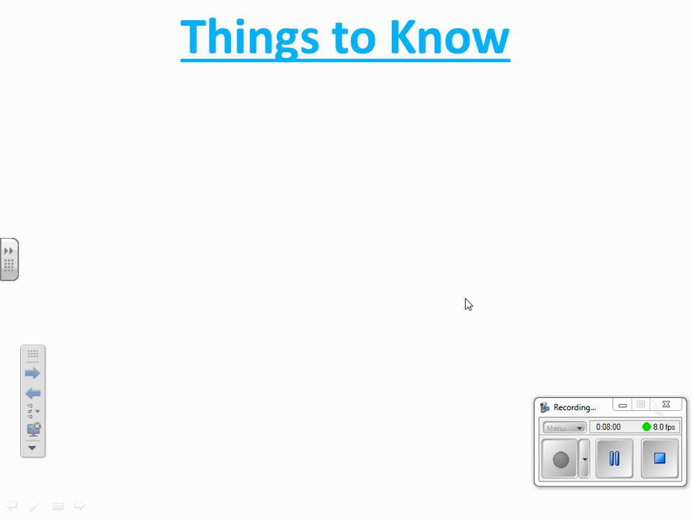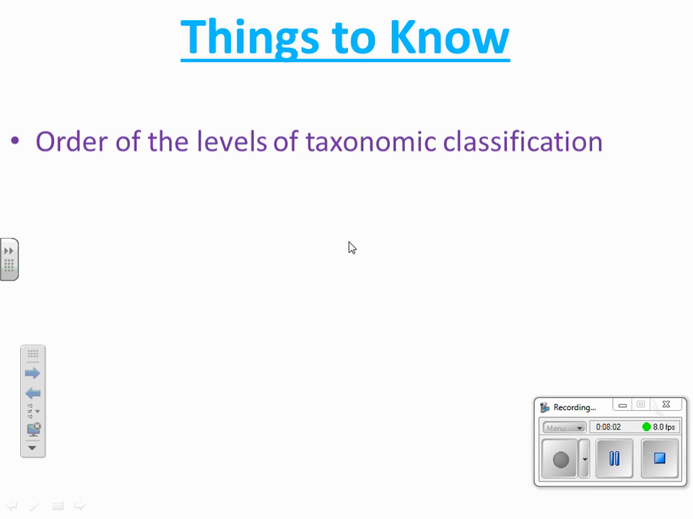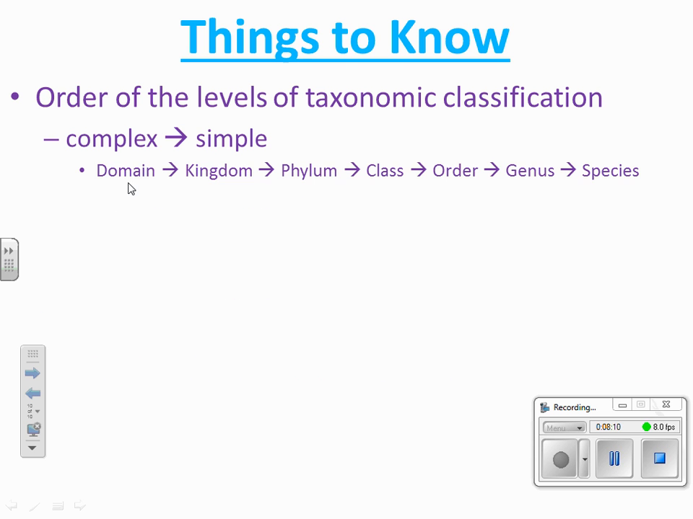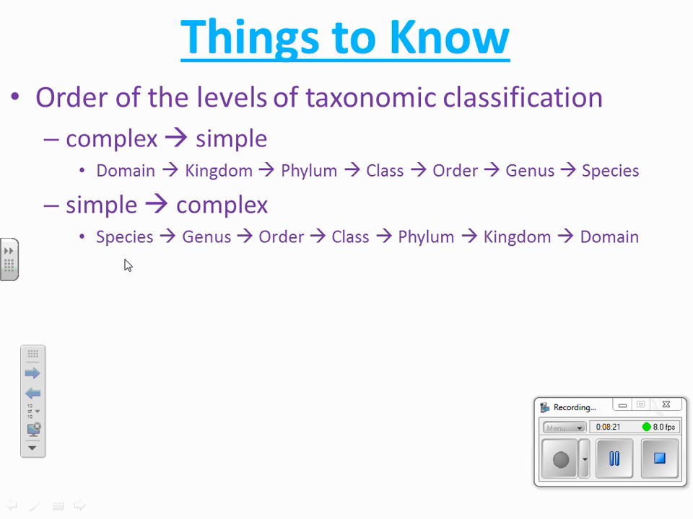Alright, some important things you needed to know from this video. You should know the order or the levels of taxonomic classification. I might ask you to list them complex to simple, which means you should tell me domain, kingdom, phylum, class, order, family, genus, species. Or I might ask you to tell me the levels from simple to most complex, which means you would start with species and end with domain.